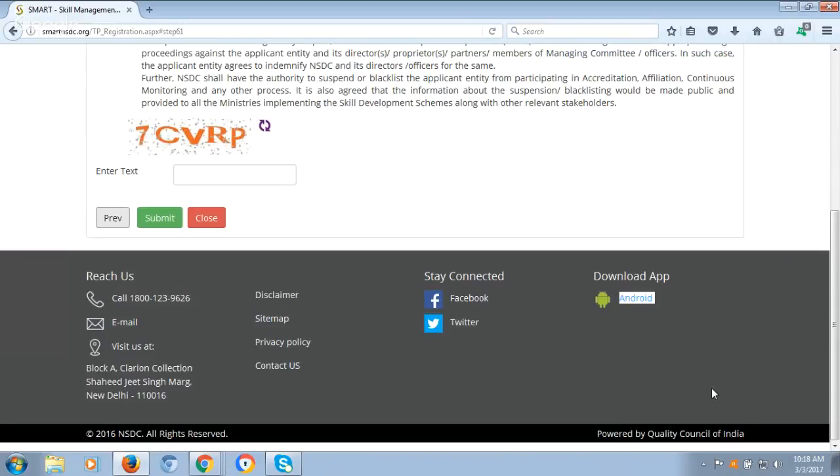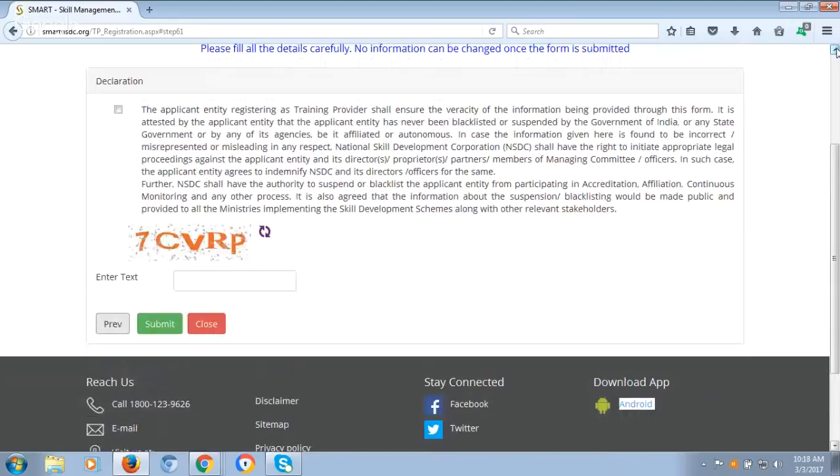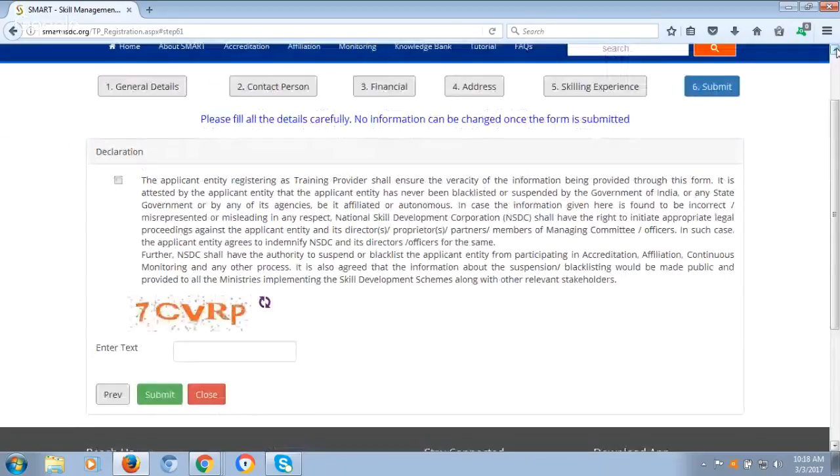In this next page you will find, you have given journal details, contact person details, financial details, address, skilling experience. These are all the parts of the accreditation form, you can say. Journal detail, contact person, financial, address, skilling experience, and then we have to submit this form online.